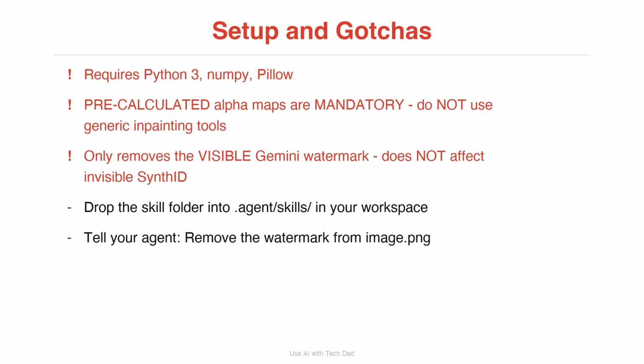Setting it up is dead simple. Drop the skill folder into your agent's skills directory. It needs Python 3, NumPy, and Pillow. That's it. One critical thing: the pre-calculated alpha maps are what make this work. Without those exact NumPy files, the math doesn't have the alpha values it needs. And this only removes the visible sparkle watermark, not the invisible SynthID metadata.